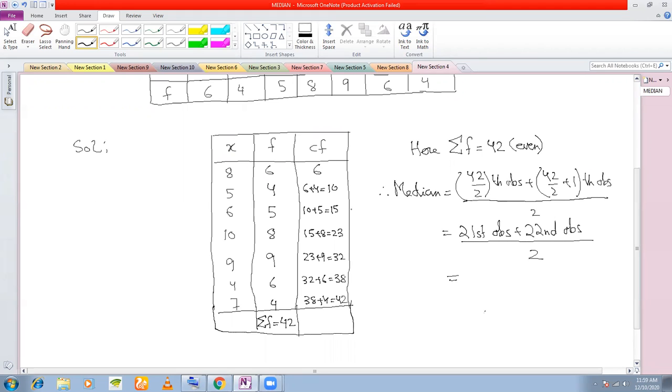Now see, till 15 observations you have got here. After 15 you will have your 21st observation here and 22nd observation here, right? Since you have 21 and 22 between 15 and 23, you're going to take this as your 21st observation, and this is your 22nd observation also, which is 20 by 2, which is 10. Okay.